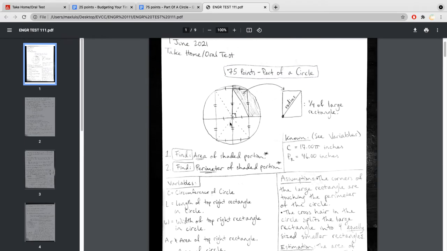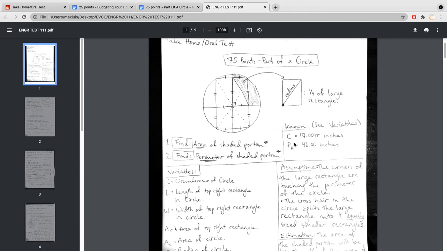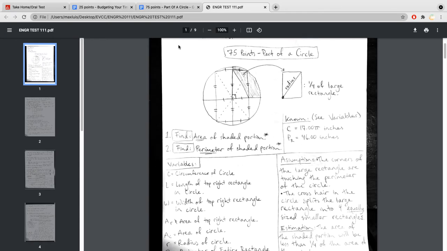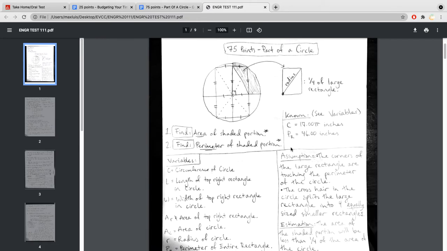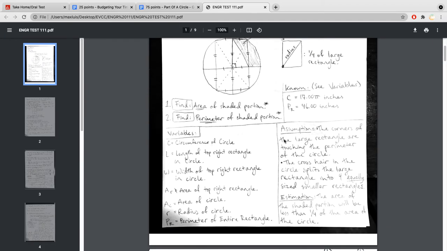And then I list what we need to find. We need to find the area of the shaded portion, which is this part right here, and the perimeter of the shaded portion, which is that plus that plus that plus that. And so far we know that the circumference of this entire circle is 17 pi inches, and the perimeter of the large rectangle, which is the addition of all 4 of these smaller rectangles, is 46 inches.